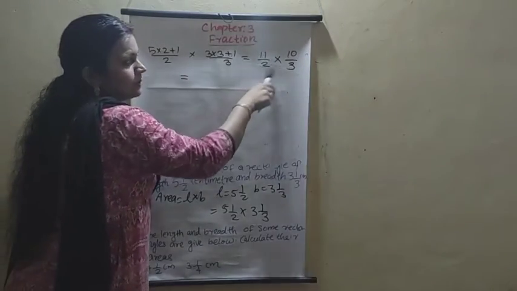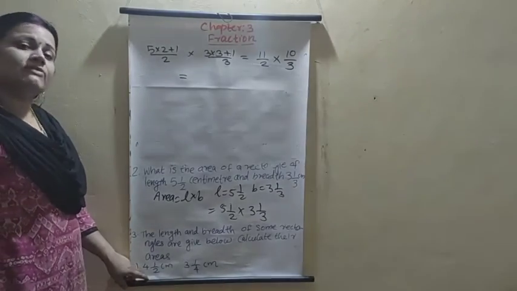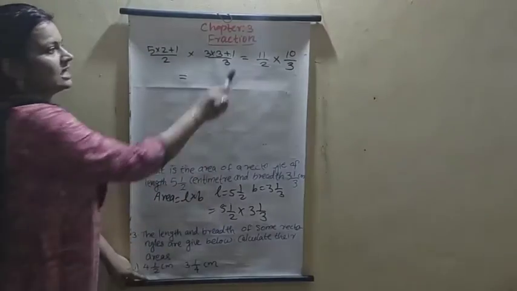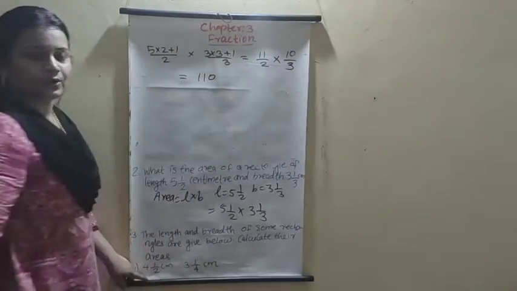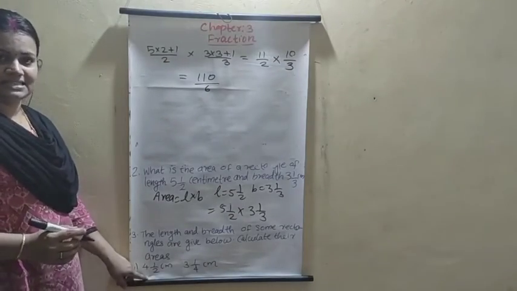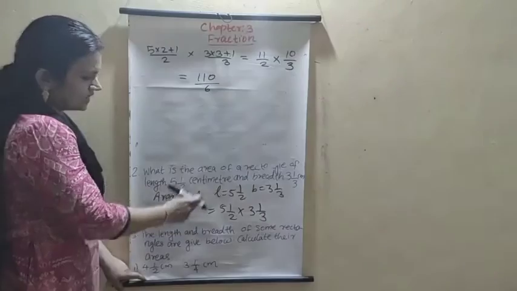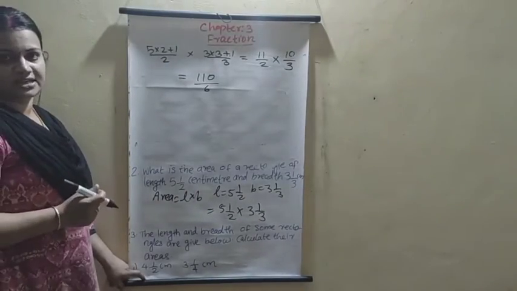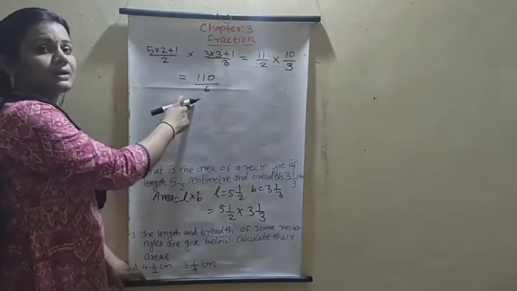Then how to do the fractional multiplication? Numerator into numerator, denominator into denominator. You remember that? We learned that last class. How to do the fraction multiplication? Numerator into numerator, denominator into denominator. That's all. 11 into 10. What is the answer? 110. 2 3s are 6. What is the answer? 110/6. This is also an improper fraction. Since the question has a mixed fraction, the answer is also a mixed fraction. Understood? So we convert the improper fraction into the mixed fraction.